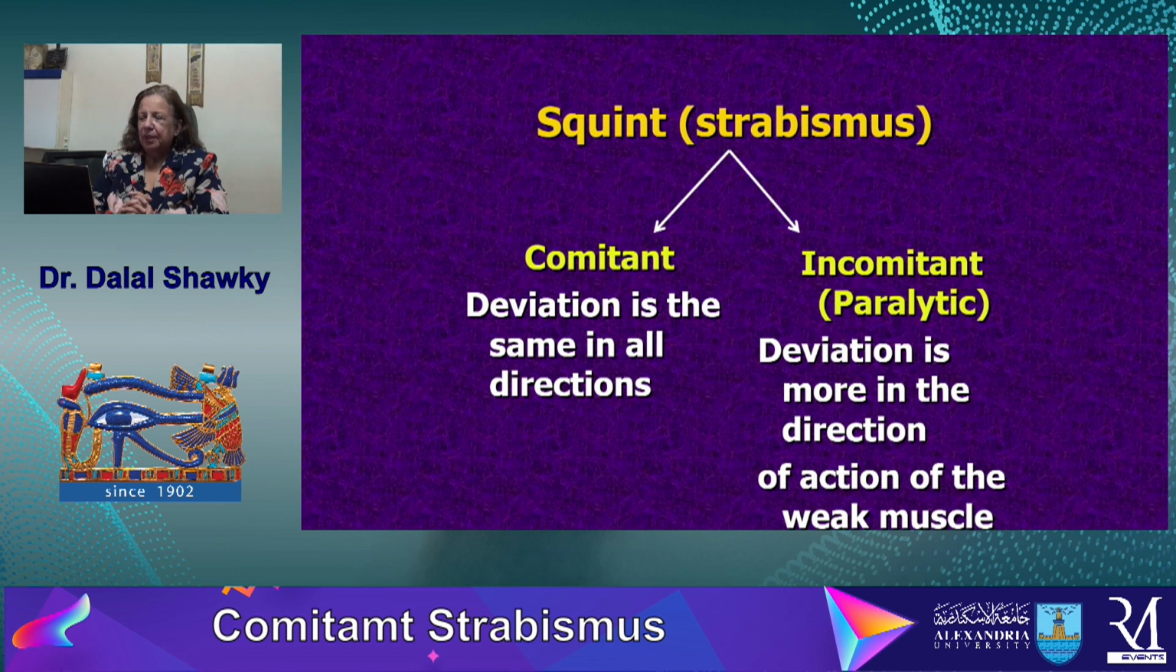The other type is the incomitant type or the paralytic type, where the deviation is more in the direction of action of the weak muscle. That is, the deviation is variable.